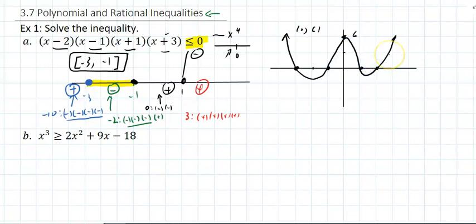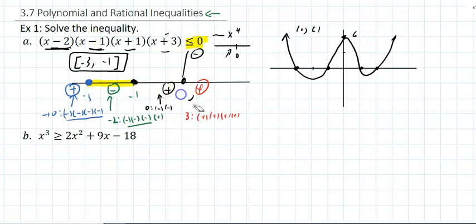okay, there's something I'm not getting. Why is that not working? Let me see. 2 and 1. Oh, my mistake. That's not a 1. That is a 2. So this equals 0 at 2. This equals 0 at 1.